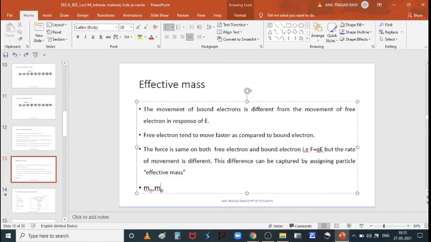Effective mass of electron. One second, I'll just change it.